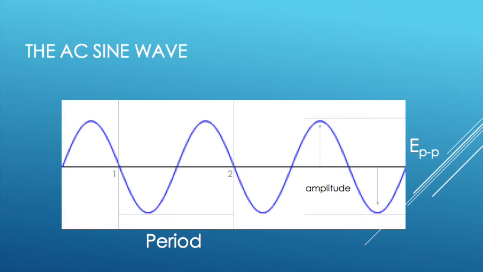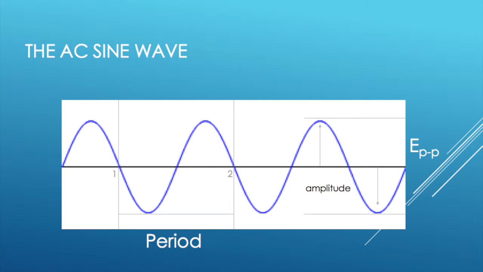Here we have a very basic AC sine wave that we're going to explain very simply. We have the amplitude, it's on the far right. This is the peak-to-peak value, or E peak to peak. E is the voltage of the system. E can often be swapped with current, so the AC sine wave represents voltage and/or current.